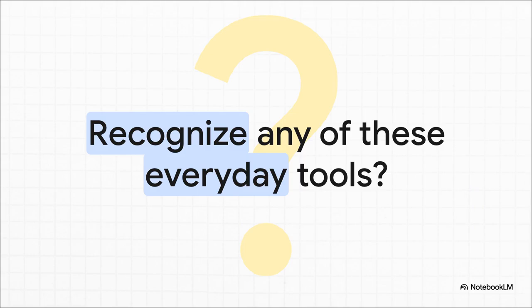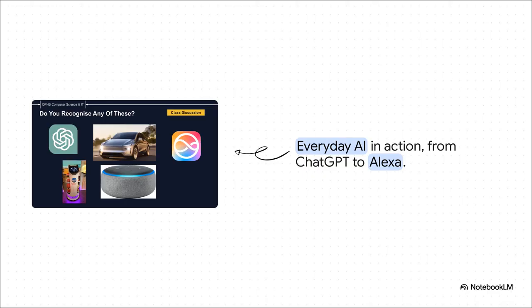Do you recognize any of these everyday tools? Just consider your morning routine, your commute, or how you operate at work. I mean, from that iconic ChatGPT interface and autonomous Teslas, right down to delivery robots and the Alexa sitting in your living room, these aren't just random diverse products. They're all everyday examples of artificial intelligence in action, and they are powered by the exact same core architecture.